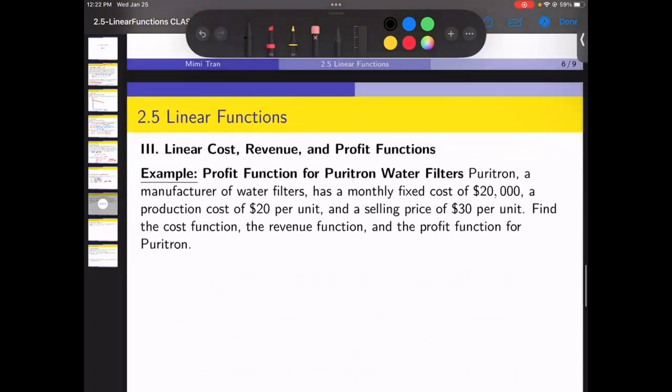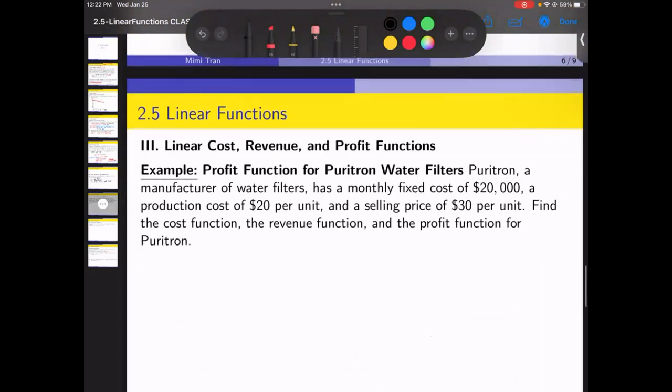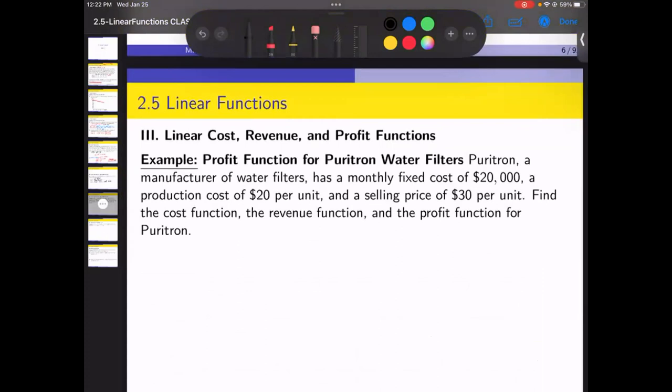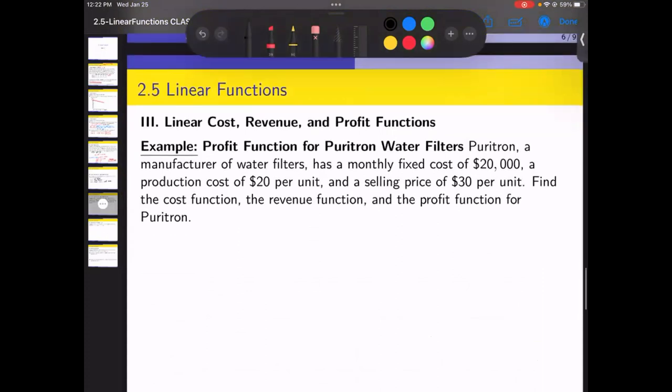All right, let's take a look at this one. Profit function for Puretron water filters. Puretron, a manufacturer of water filters, has a monthly fixed cost of $20,000, a production cost of $20 per unit, and a selling price of $30 per unit. Find the cost function, revenue function, and profit function. Why don't you try that first? I'll give you a minute.